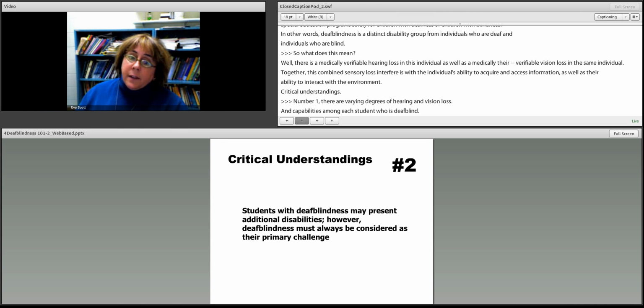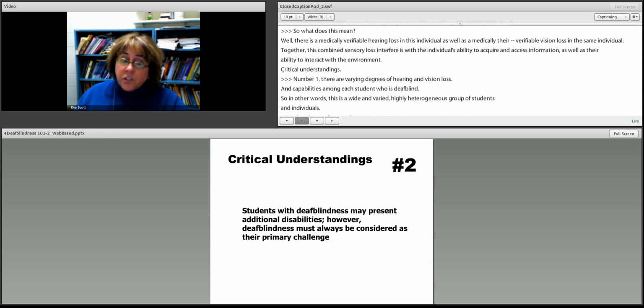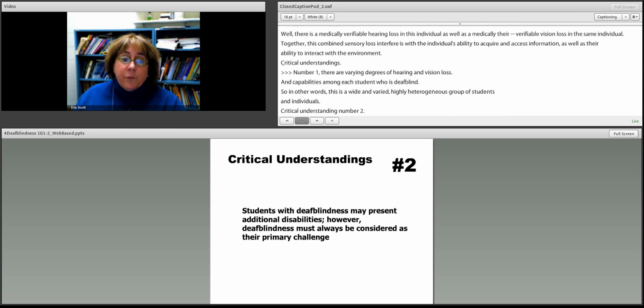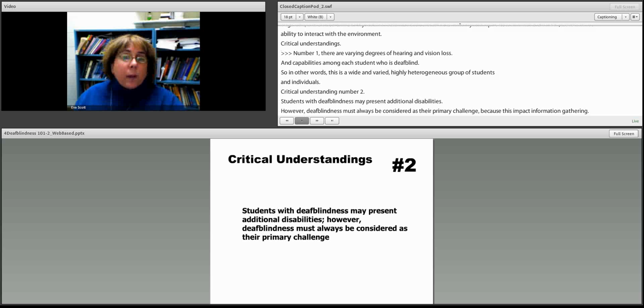Critical understanding number 2, students with deafblindness may present additional disabilities. However, deafblindness must always be considered as their primary challenge because this impacts information gathering. This impacts the way we will teach, the way we will present, and the way we will ensure access to the instruction.